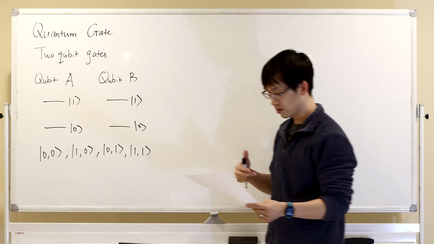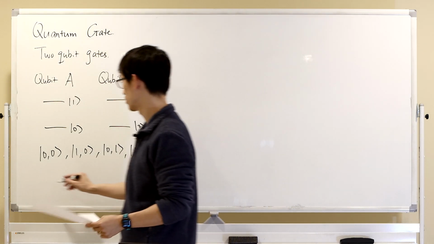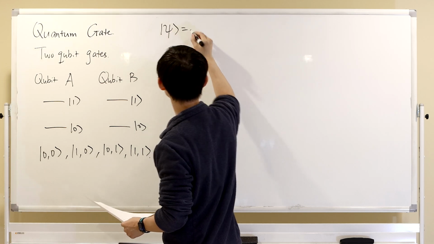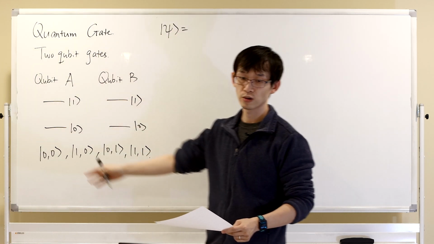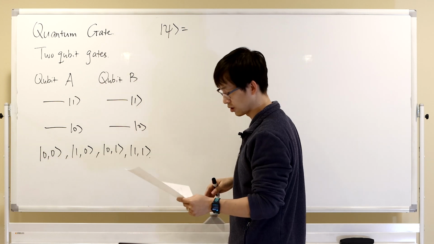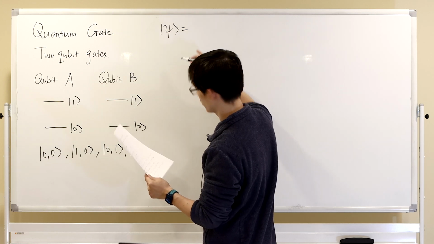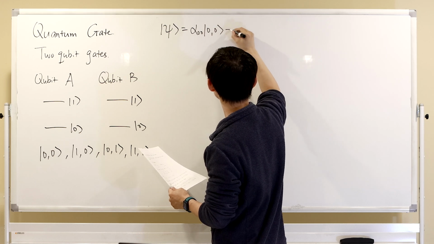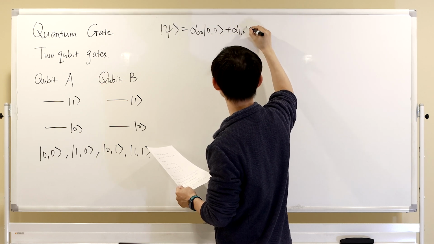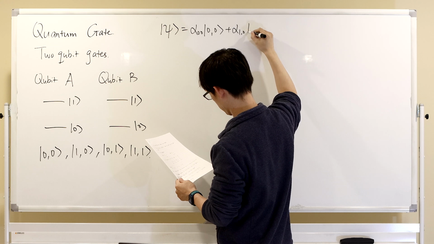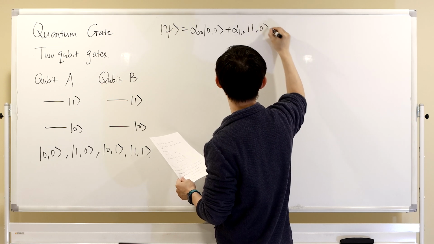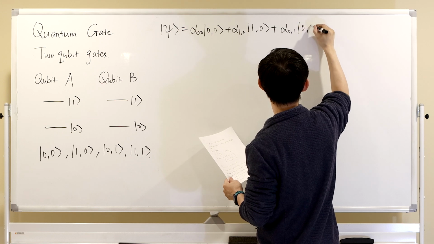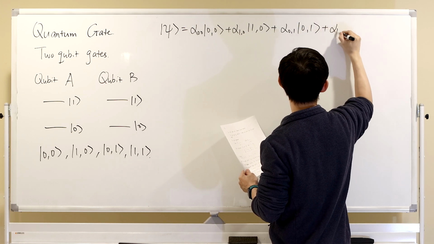And so to express a 2-qubit state, what you do is you assign 4 coefficients in front of them, right? So you have alpha 0,0 plus alpha 1,0 plus alpha 0,1 plus alpha 1,1.